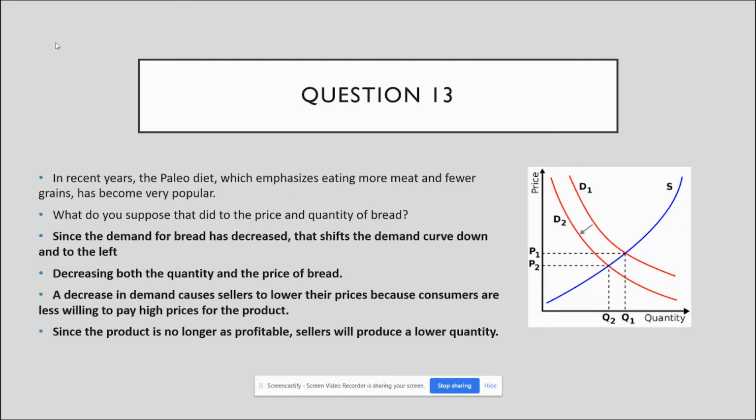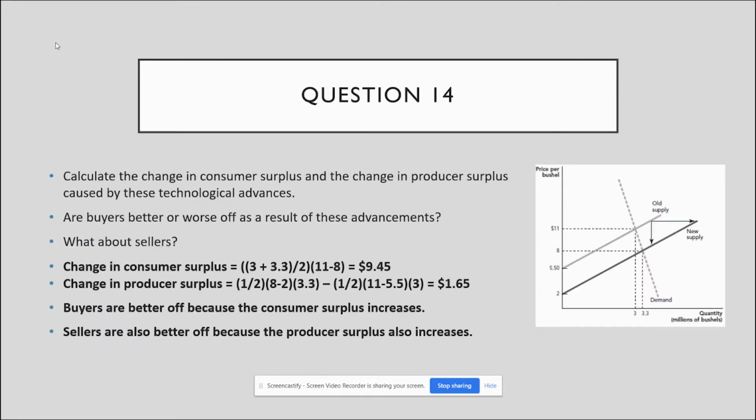So question 13 asks, in recent years, the paleo diet, which emphasizes fewer grains, has become popular. What do you suppose that did to the price and quantity of bread? Since the demand for bread has decreased, that shifts the demand curve down and to the left as seen in the graph. And this decreases both the quantity and the price of the bread because a decrease in demand causes sellers to lower their prices because consumers are less willing to pay high prices for the product. And since this product is no longer as profitable, sellers will produce a lower quantity of it.